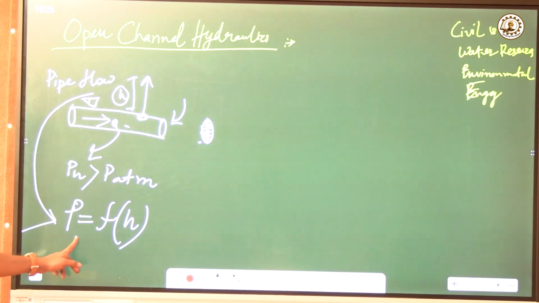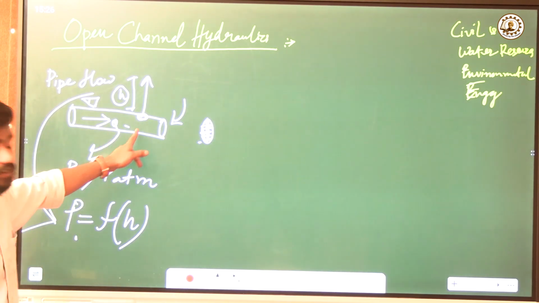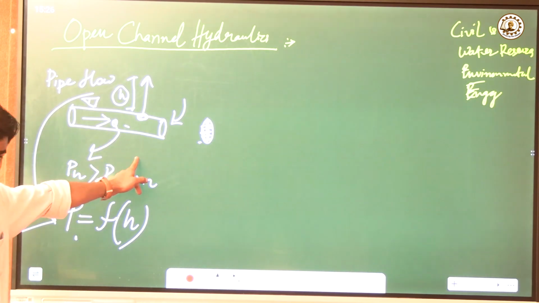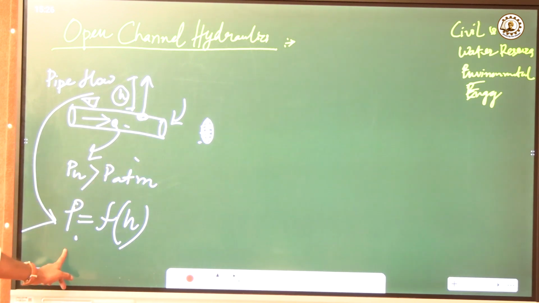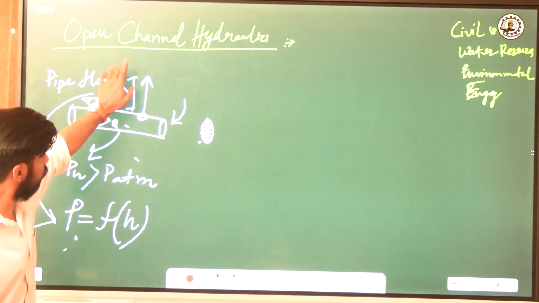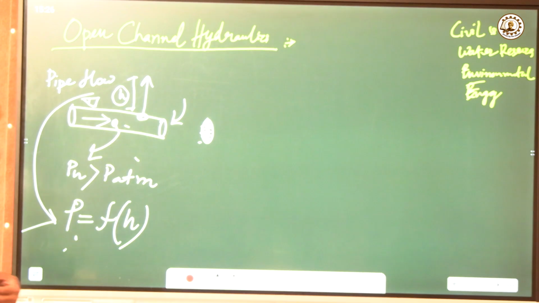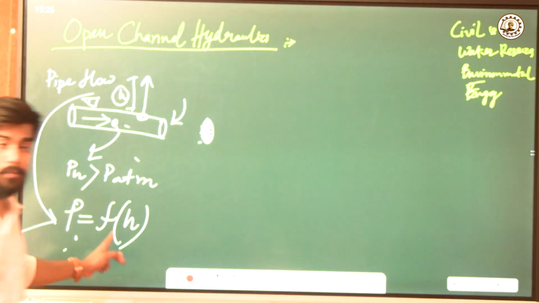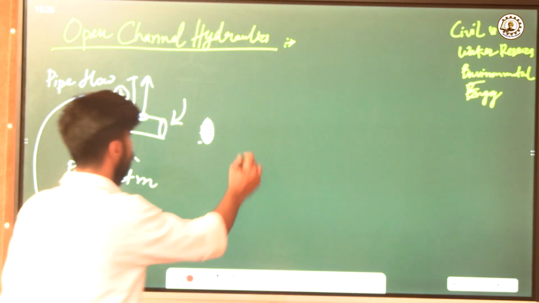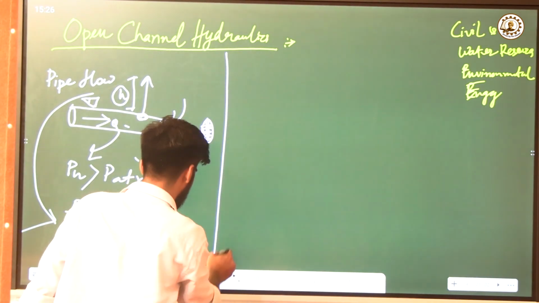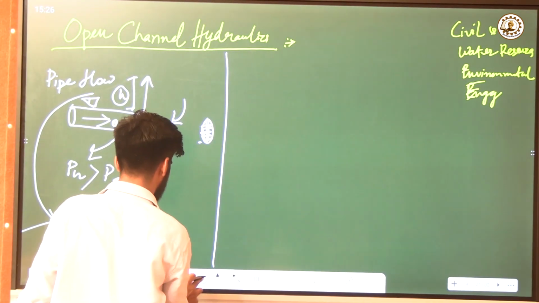The pressure is subjected to a closed surface in pipe flow, and if we dig a hole in the pipe, the height of the flowing water is a function of the pressure. The pressure is a function of that height. Now in open channel flow, what happens?